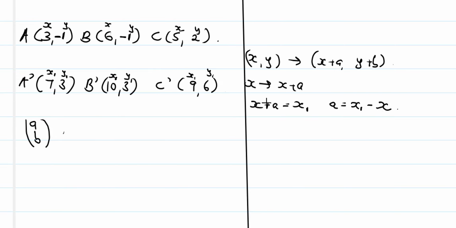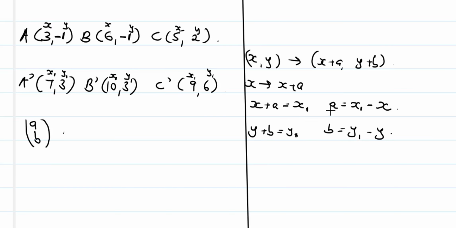But then how about b? In b, we have y plus b, but this y plus b gave us y1 in all these points. So that gave us y1, which means to get b itself, I just need to take this y to the other side. So it becomes b is equal to y1 minus y, like this.